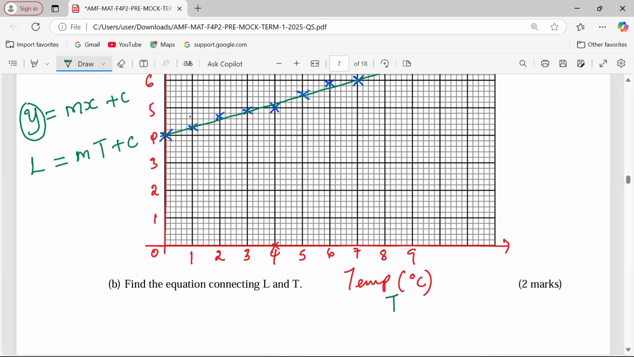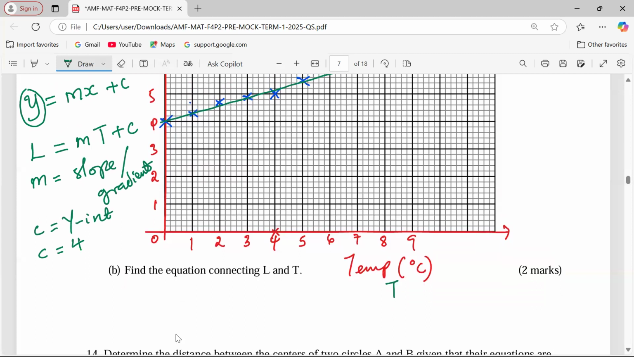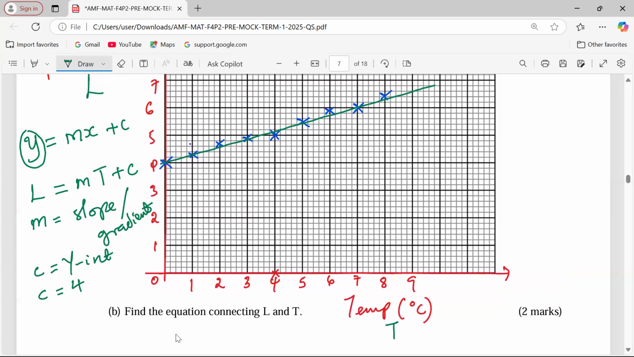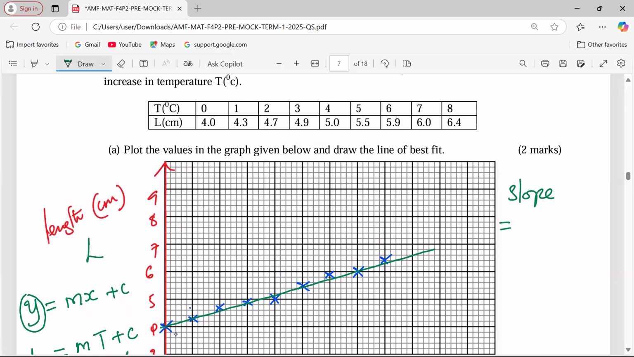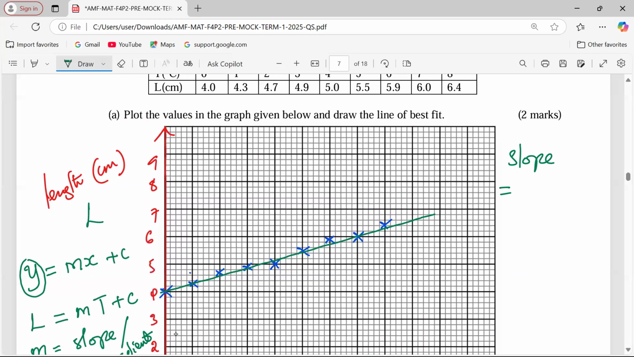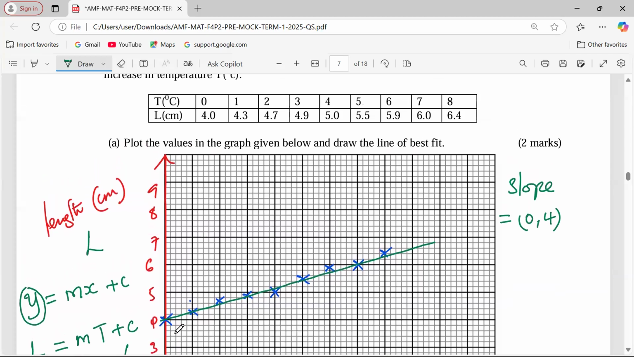Now with c and m as constants, m is usually the slope, which is another name for gradient. C is usually the y-intercept. So can we interpret the y-intercept? Yes, it can be read as 4, according to where the line is cutting the y-axis. What about the slope? We need to work out the slope now. For us to work out the slope or the gradient, we just need 2 coordinates which are on the line. So allow me to use coordinate 0, 4 and the coordinate 7, 6.